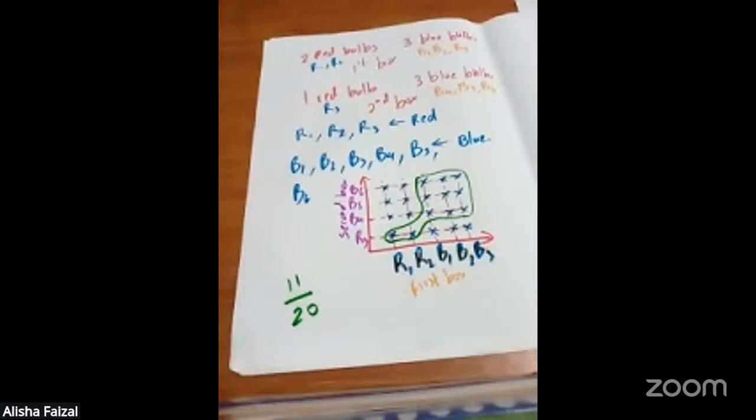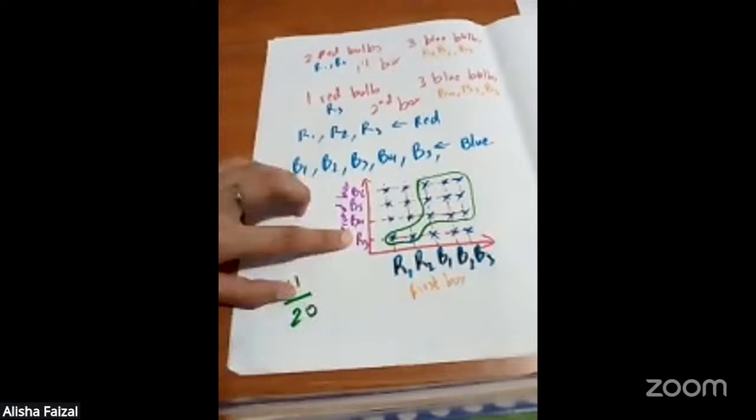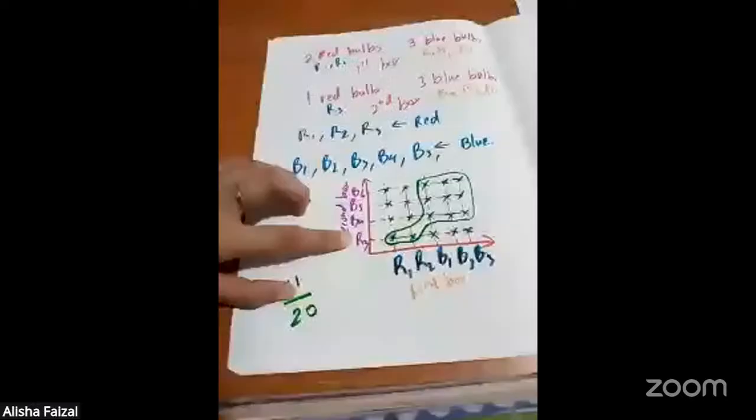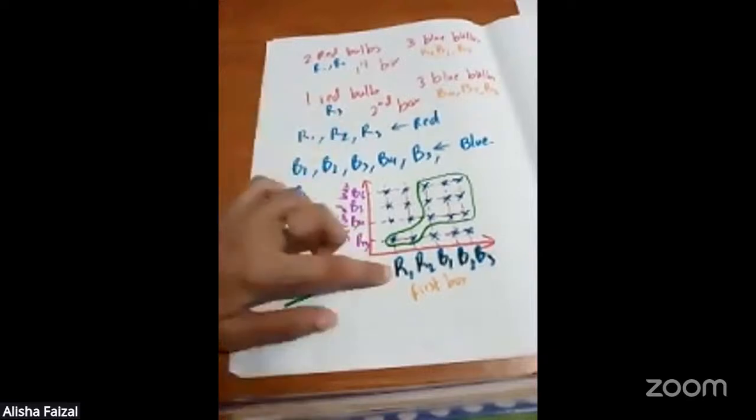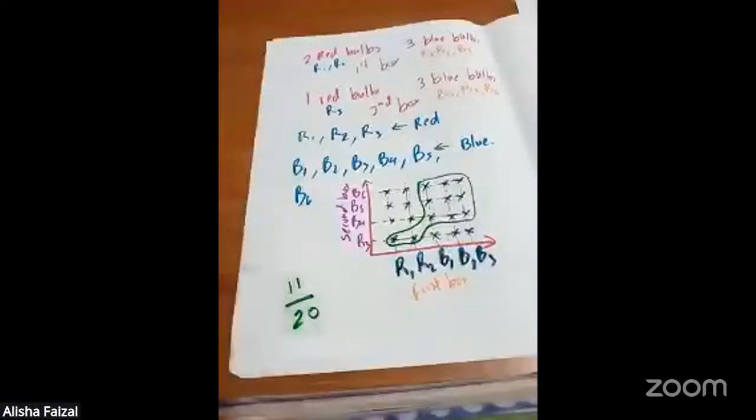So then, what is this color? R3 means, what is the color? Red. What is this color? Red. Okay. Now, same color means what?